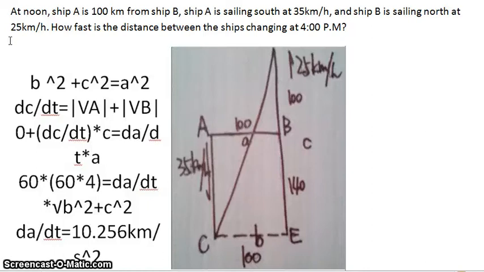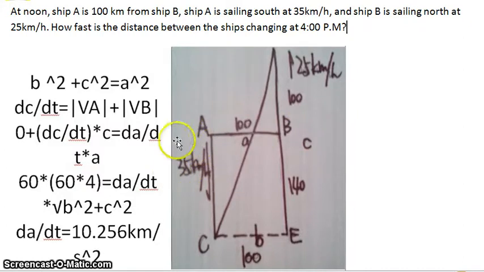This is a question from the book. At noon, ship A is 100 kilometers from ship B, and I draw something here. You can see this is ship A, this is ship B, and there are 100 kilometers between them. And ship A is sailing south at 35 kilometers per hour.